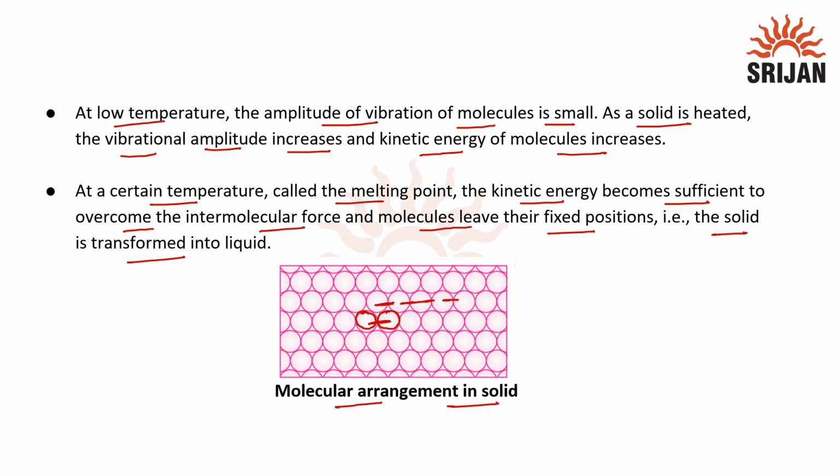So what happens on heating is that these molecules which are vibrating on their mean position gain enough energy so that they vibrate even faster. And when they vibrate faster, their kinetic energy increases and a temperature comes, that is the melting point, where the kinetic energy becomes sufficient enough so that it can overcome this intermolecular force. And once it overcomes this intermolecular force, the molecules leave their fixed position and move somewhere else. Because of this, the solid is transformed into liquid.